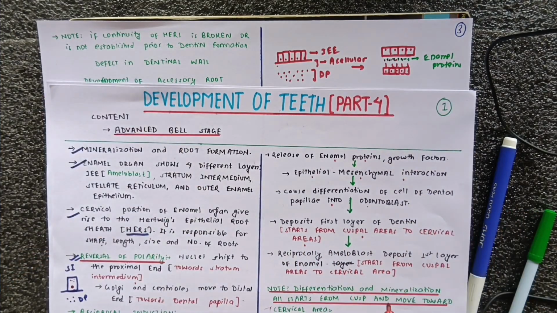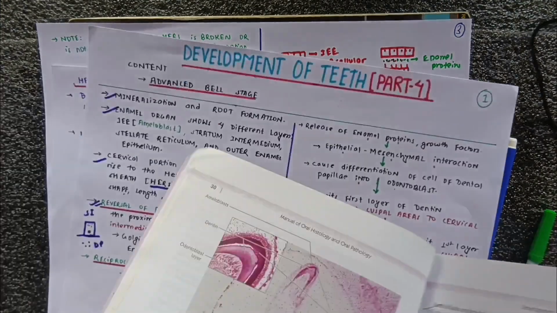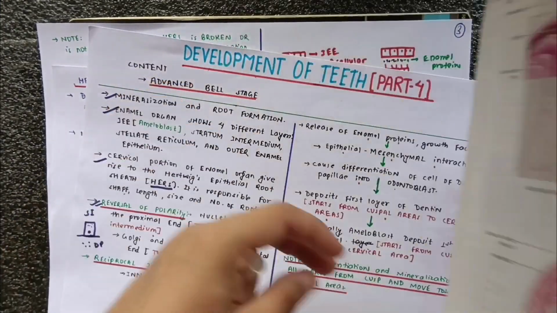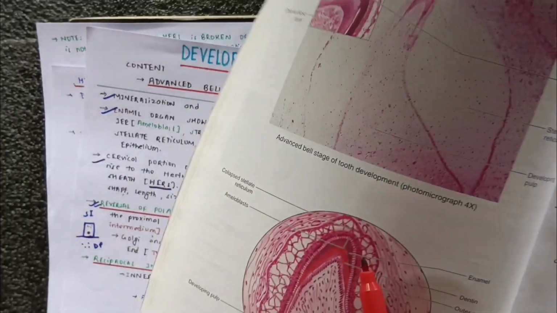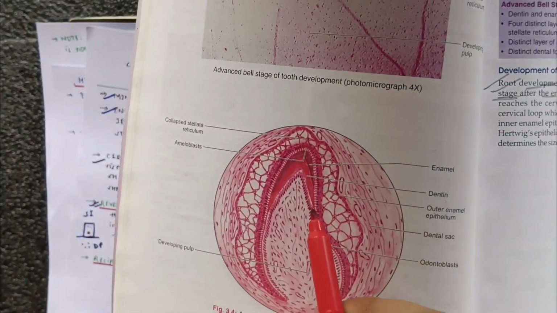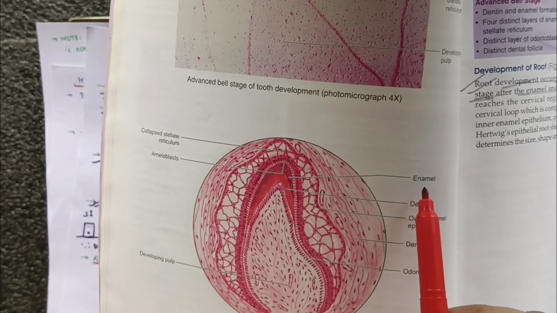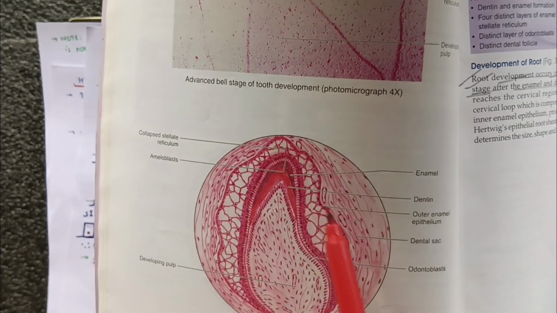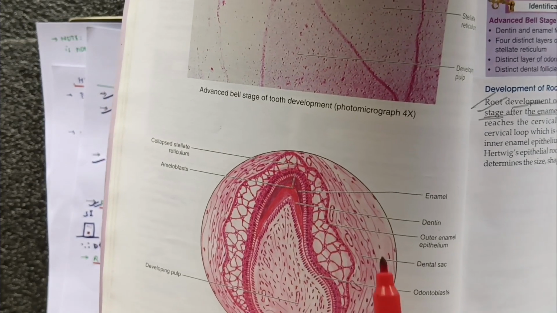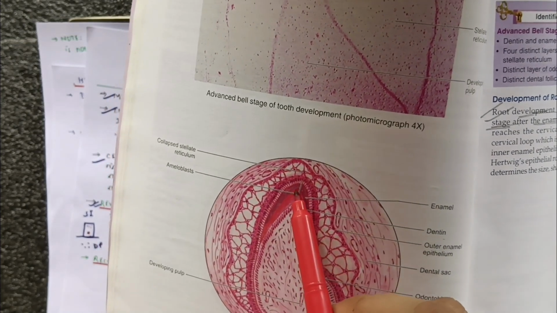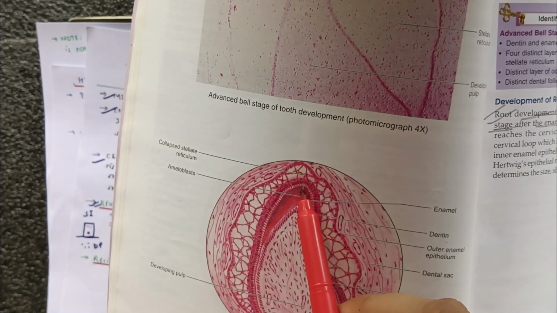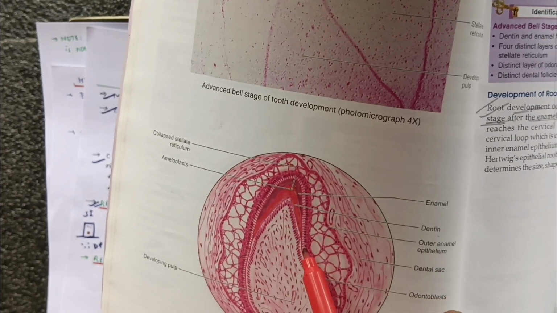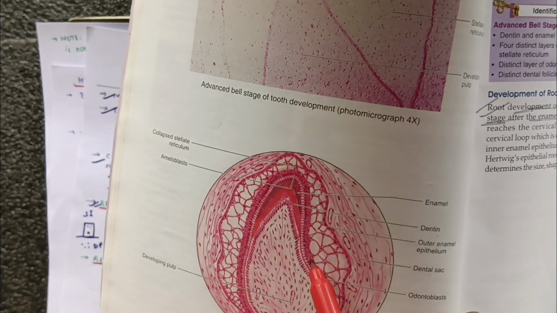I will show you in the picture of this advanced bell stage. As you can see in this picture, this dark pink is enamel, and this reddish structure, not pink, it is red, is dentine. As you can see, the thickness of dentine and enamel is higher in the cusp, and it is decreasing towards the cervical area.